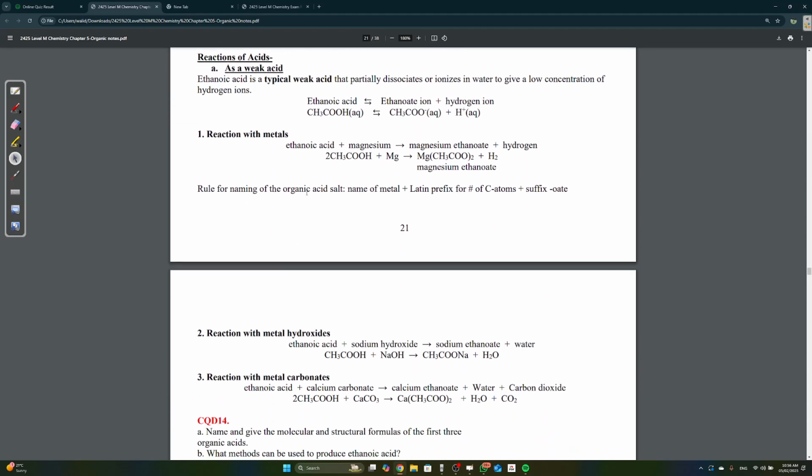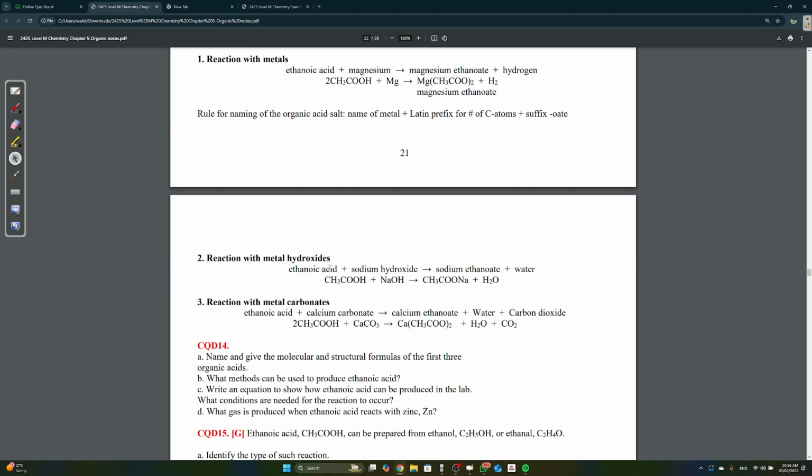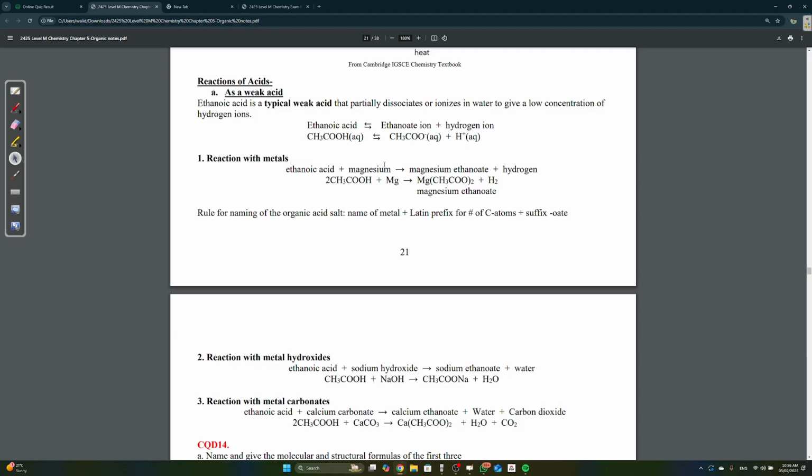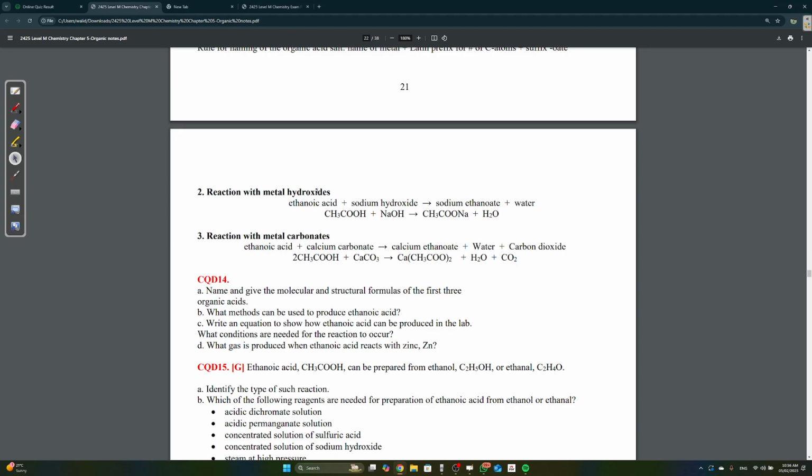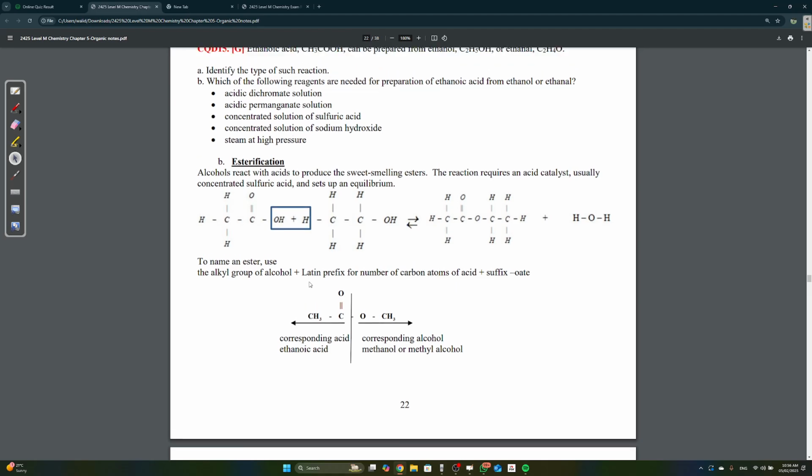Just memorize this. You guys know acids, they react with metals, metal hydroxides, and metal carbonates. With metals, what happens? It releases a salt and hydrogen gas. If it reacts with a metal hydroxide, it releases salt and water. We know this. And if it's with a metal carbonate, it releases a salt, water, and carbon dioxide. These are from chapter 3, salt preparation.